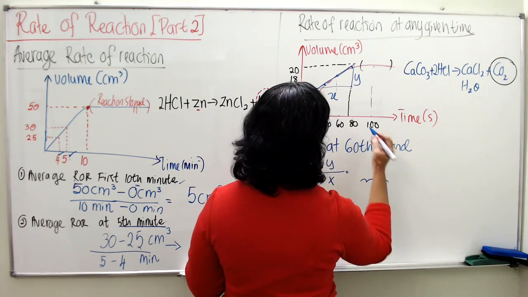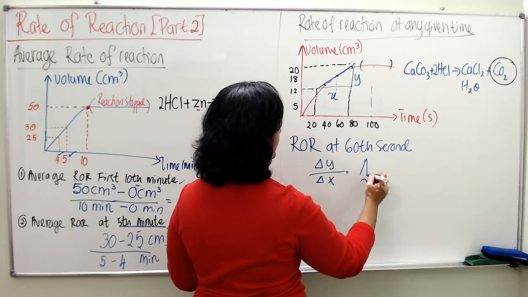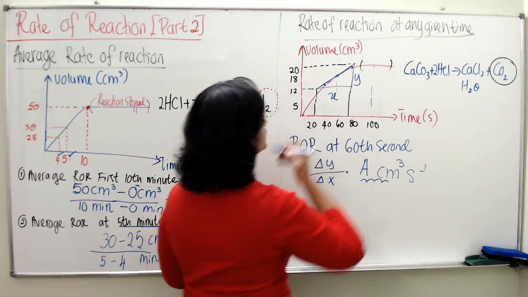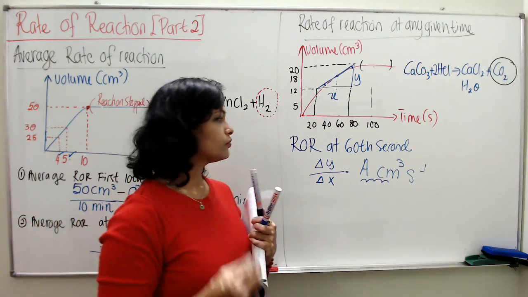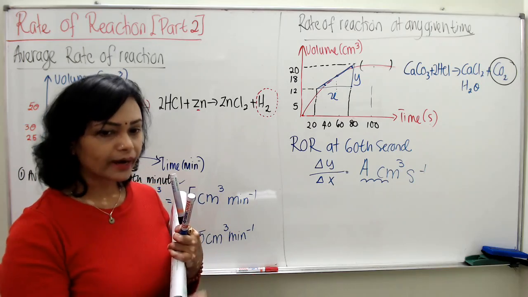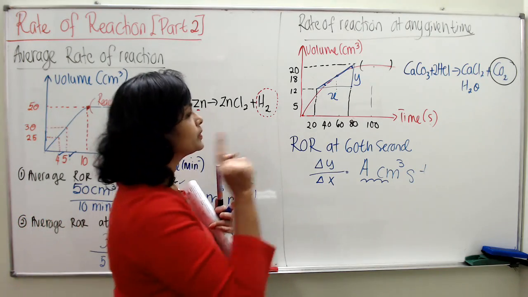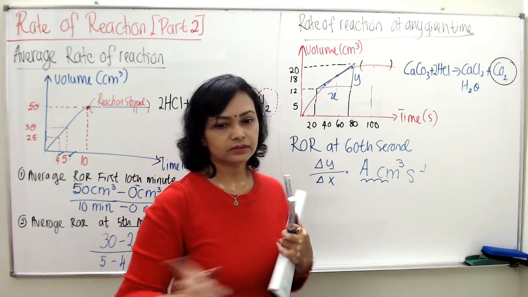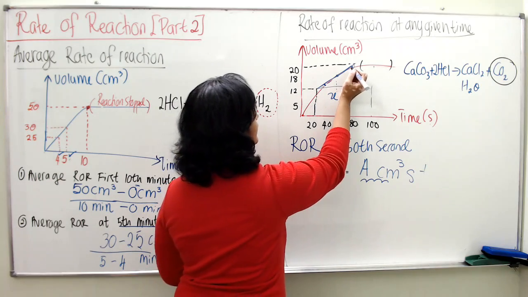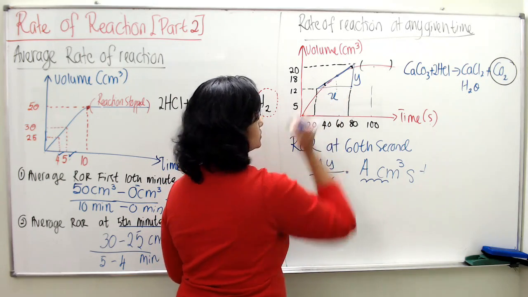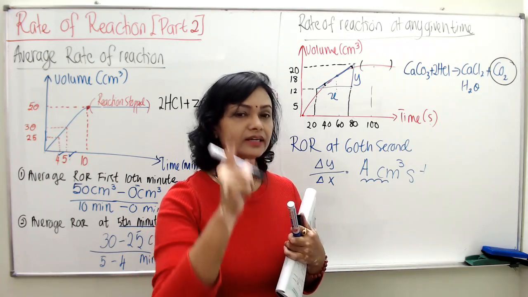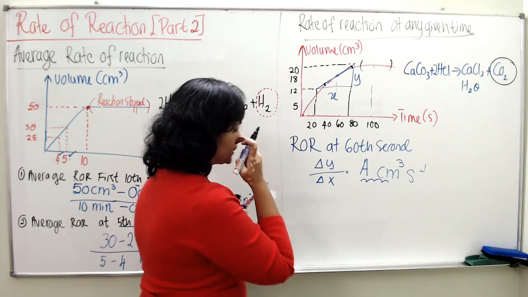Okay, so that will be the rate of reaction, and just say the rate of reaction is A cm cube per second. Because here it is per second, so you will find the rate of reaction at 60th second is A cm cube per second. How do you get the A cm cube per second? It is because you are finding the gradient, not like average rate of reaction. Now here you just find the gradient of the graph, but make sure the tangent here and tangent here is the same. So you have to use a ruler to find the gradient of the graph properly at 60th second. Alright?